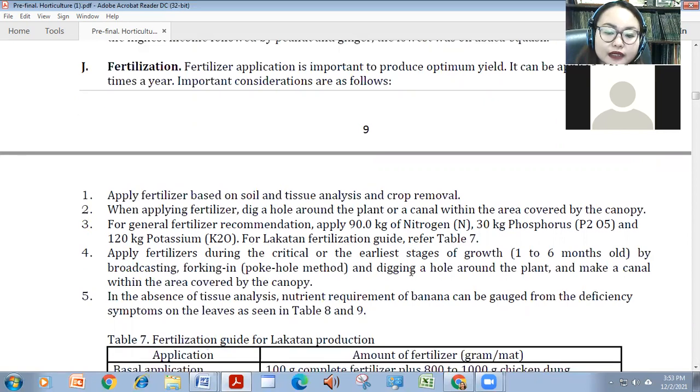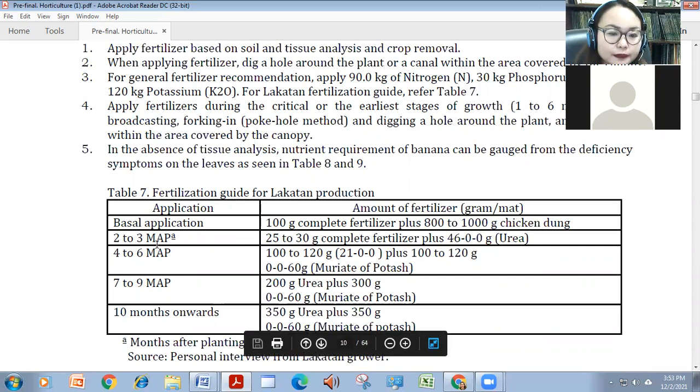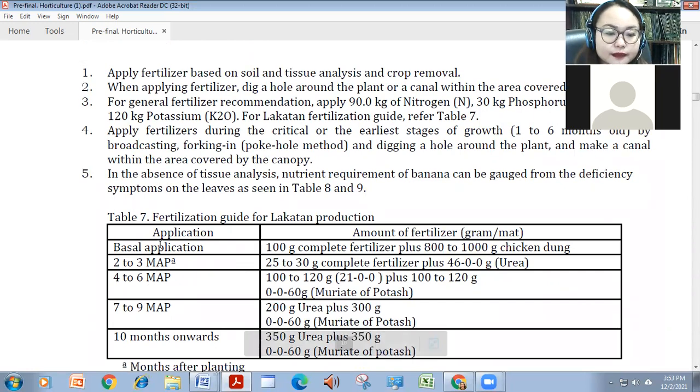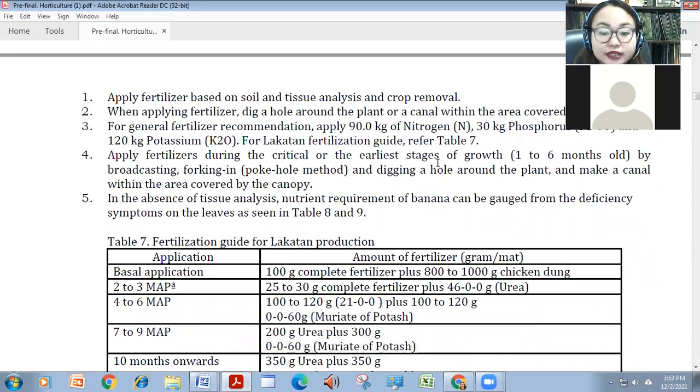And for lakatan naman, we have here a guide by amount of fertilizer based on months after planting: 2 to 3, 4 to 6, 7 to 9, and 10 months onwards. So you also apply fertilizer during the critical or earliest stage, usually from 1 to 6 months old. So a broadcast or a fork in, poke hole method, or a dig hole around the plant, sa canopy niya.